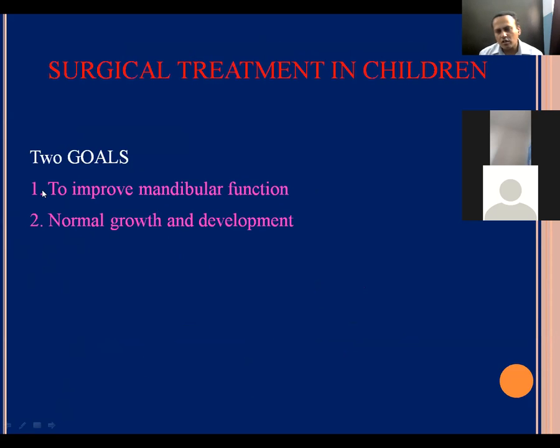Now, what are the two main problems? One is the aesthetic problem, that is growth. The second is function. Growth and function are hampered. So the goals will be only two: to restore growth and to restore function. Function is mastication. Growth is the growth of the mandible and the maxilla. So growth and mandibular function improvement are the goals in children. Whereas in adults, growth is complete, so the only goal in adults is improvement of function.